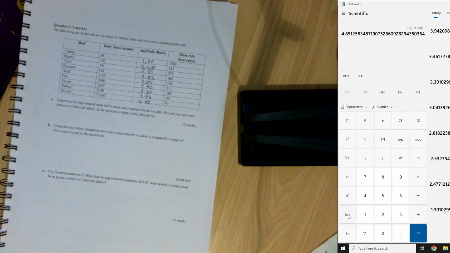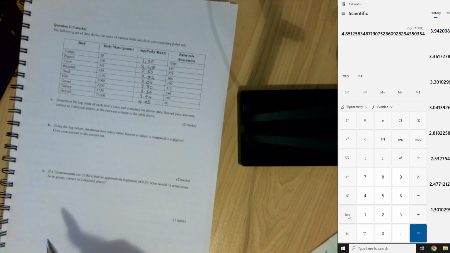Alright. Cool. Easy. Now, remember, if you're doing that on your CAS, it's a little bit different because you have to type in log 10. But it should work the same way. You just put in log 10 of whatever your value is.